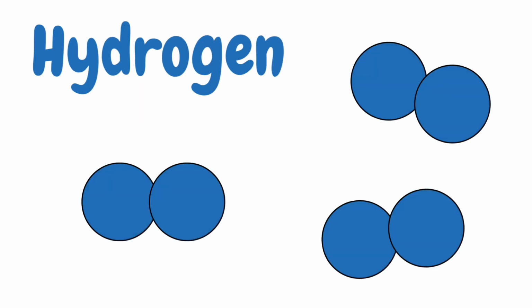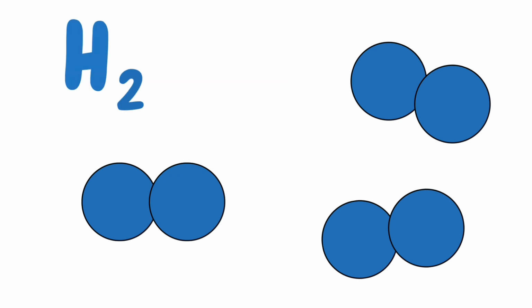Hydrogen is a different element. Hydrogen is made of two hydrogen atoms joined together. We use the symbol H2 to represent hydrogen because hydrogen contains two atoms of hydrogen joined together, so that's why there's a little 2 and we always write it at the end, at the bottom.